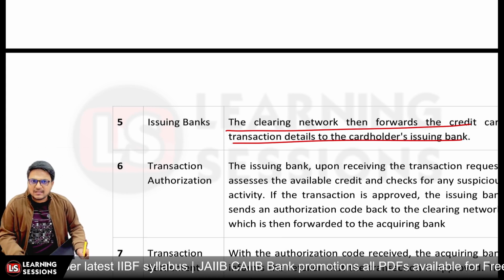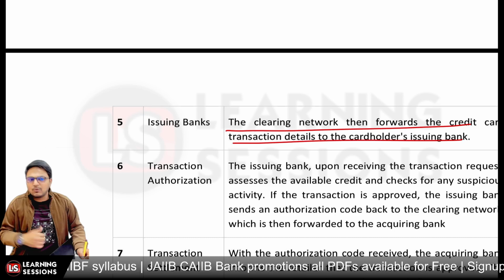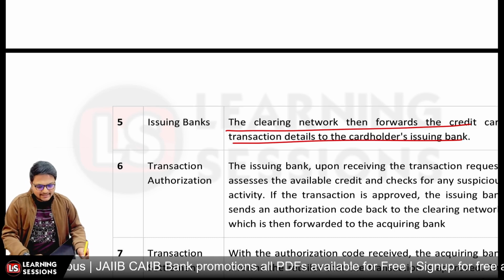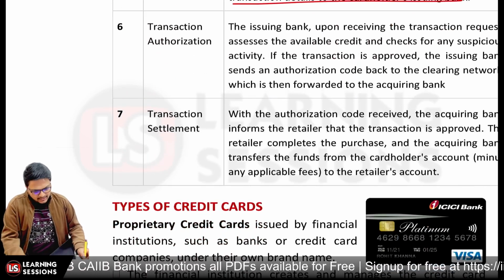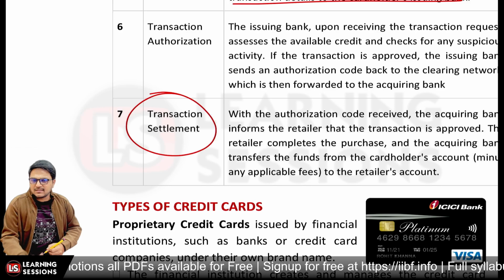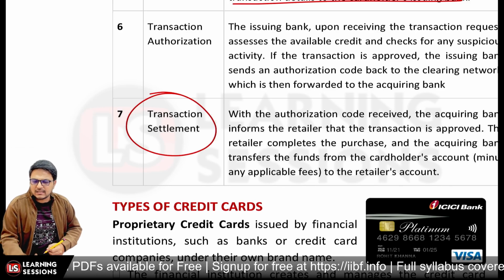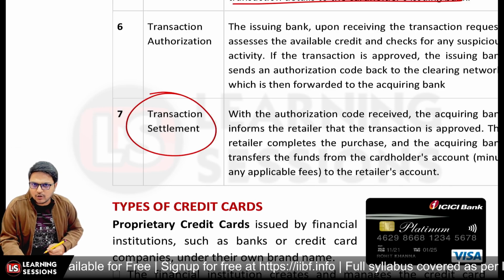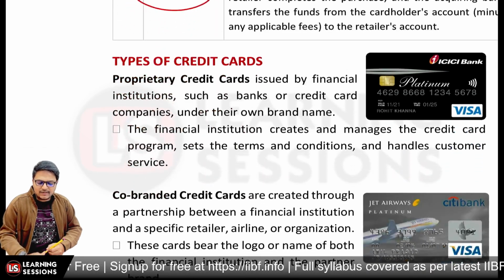Related to the different checks, the transaction is either approved or unapproved. That's the process. And further, the last step is the transaction settlement that will be made, right? So this is the step that we have to follow in the case of transactions made by credit card. Now let's understand the different types of credit card.